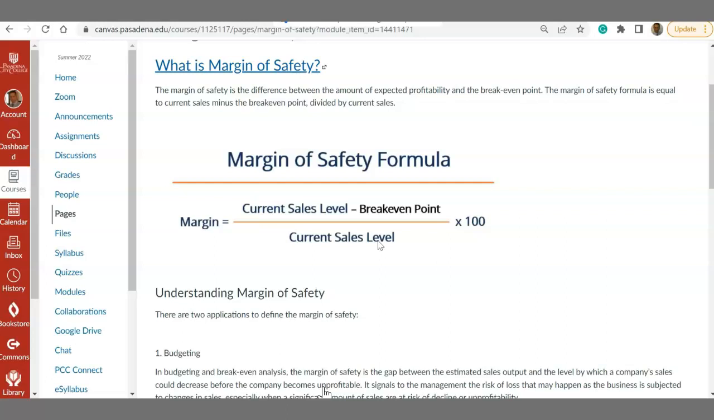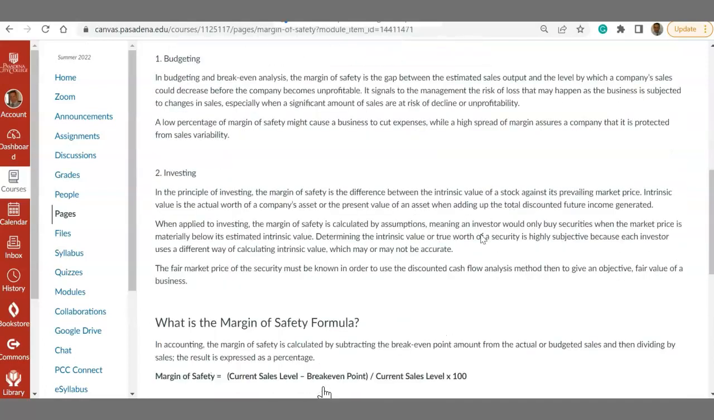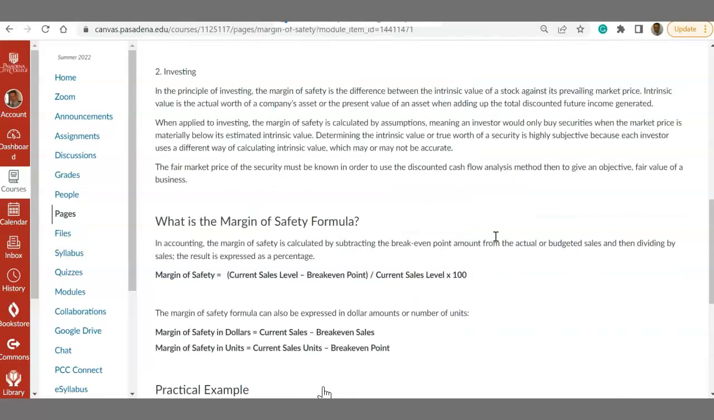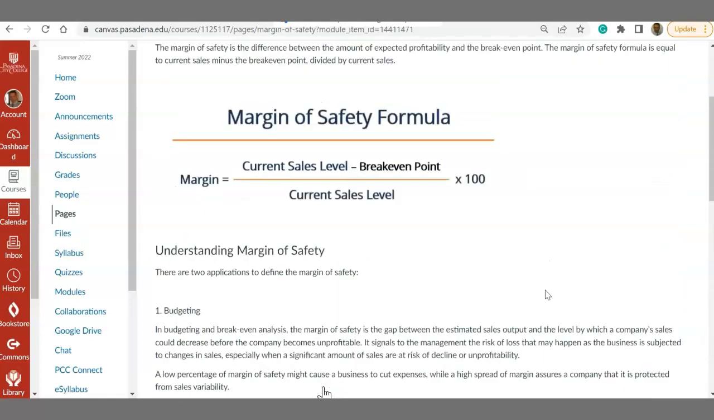Margin of safety in dollars is current sales level, whatever it is, minus break-even sales, and that gives you margin of safety in dollars. But just to understand it better, you convert it to ratio. So margin of safety in ratio is current sales level minus the break-even point, divided by sales level. So how much higher are sales than the break-even point? Whatever is higher, divide by current level sales, that gives you the ratio. Okay. And there is an explanation here, and there is also an example for you to read. And those will be also in your project to calculate margin of safety in dollars and margin of safety in ratio.